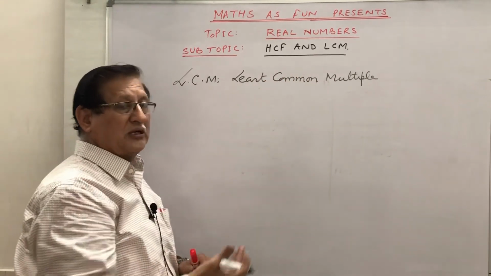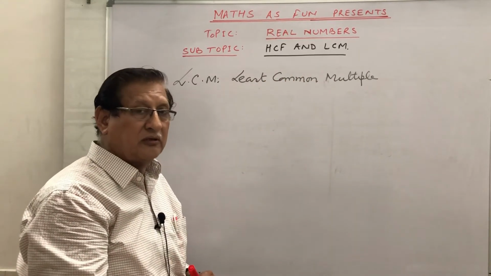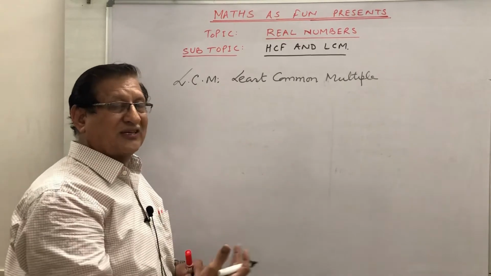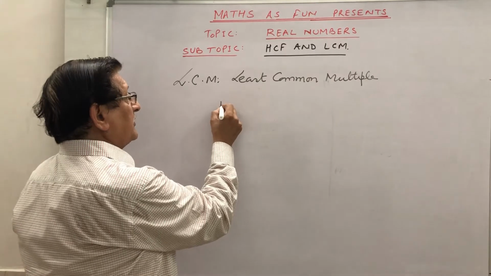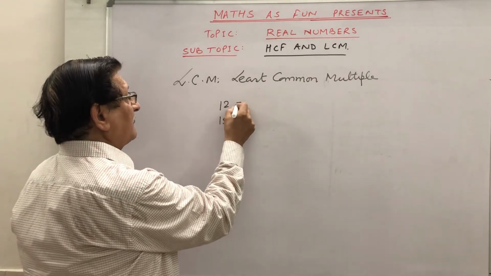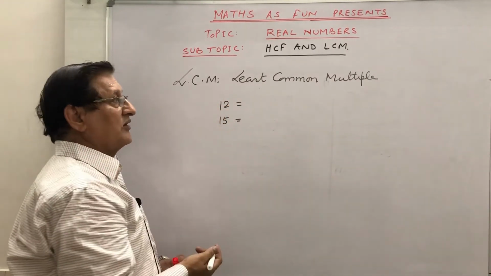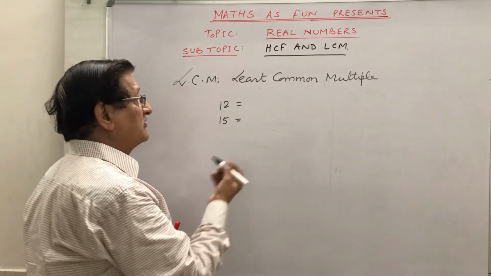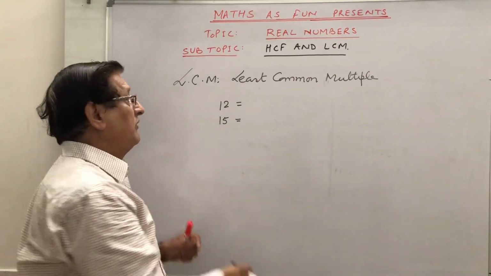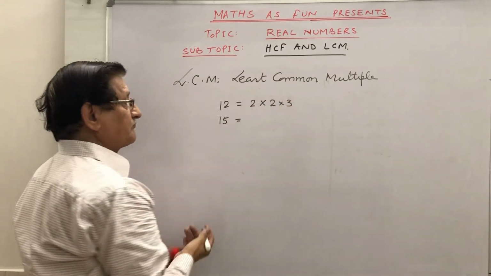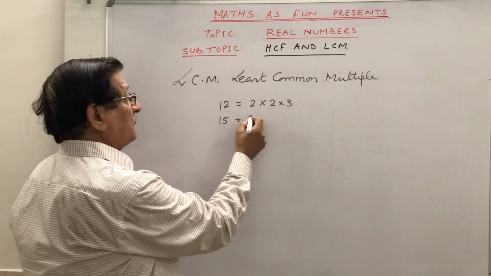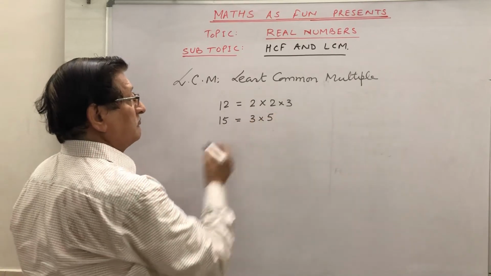You know the meaning of multiples, like they are coming in the table of a number, 2, 4, 6 and all. Every number has some multiples. Like again the same, 12 and 15. I am taking the first example, 12 and 15. If we go by factorization method to find out the LCM, the factors of 12 are 2 into 2 into 3, and the factors of 15 are 3 into 5.